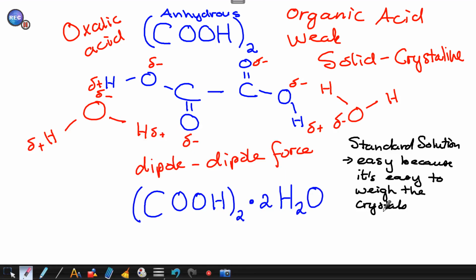Because it's a solid, it's easy to take a beaker, put it on a balance or a scale, and to determine exactly what the mass of the acid is. And the water of crystallization forms part of the molecule, so it will be part of the mass of the substance. So when you're going to calculate the moles of acid, you have to include the water of crystallization.